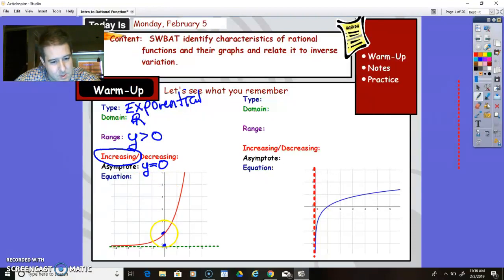Now the equation to this, we could always say it's y-intercept times the rate to the power of x. So the next one is a height of 3, so it's 1 times 3 to the power of x.